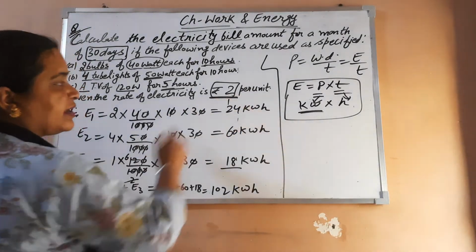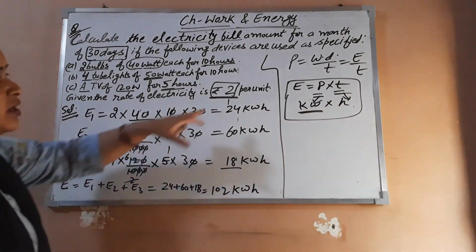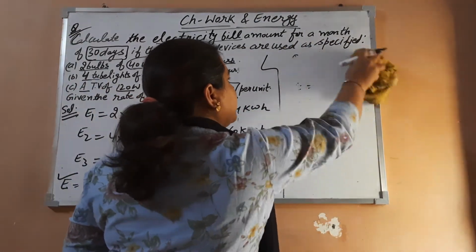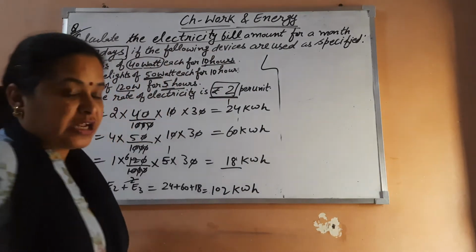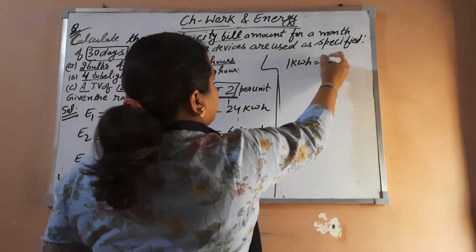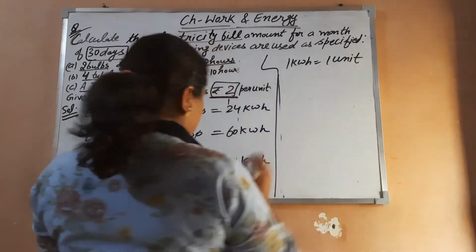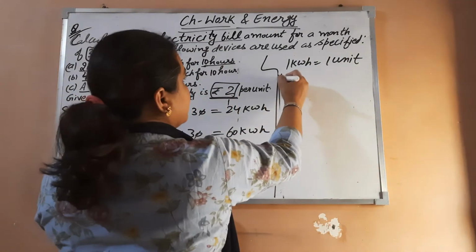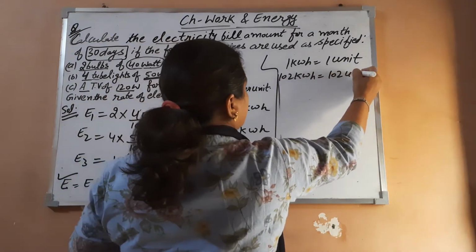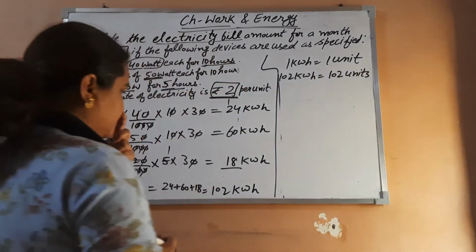What do we have to calculate next? Next we have to calculate the cost. The per unit cost is given as 2 rupees. So we do the next part, calculating the total cost. We know that 1 kilowatt hour is equal to 1 unit. So how many units do we have in total? 102 kilowatt hour, so 102 units.